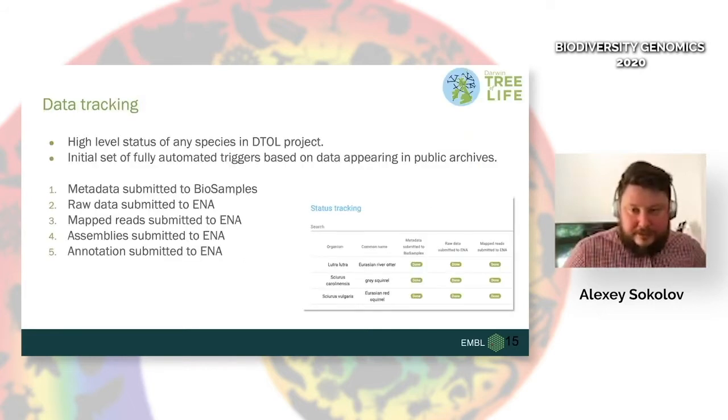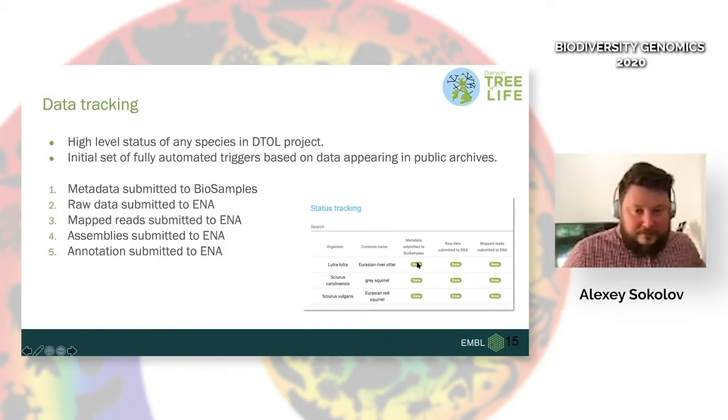The data tracking system provides the high-level status of any species in the Darwin Tree of Life project. We already set up an initial set of fully automated trigger points. So we have 5 main trigger points: metadata submitted to BioSamples, raw data submitted to ENA, metrics submitted to ENA, and assemblies and annotations submitted to ENA.